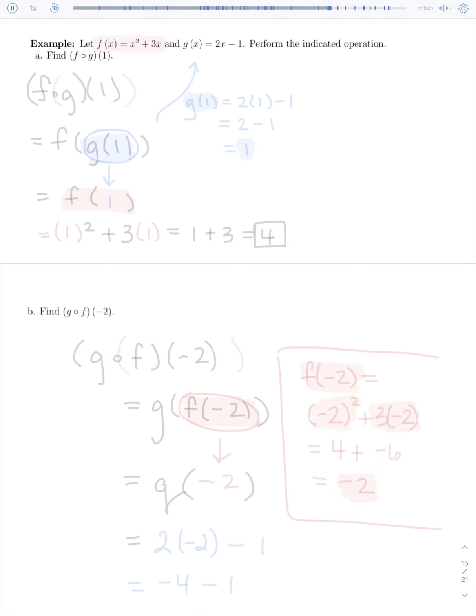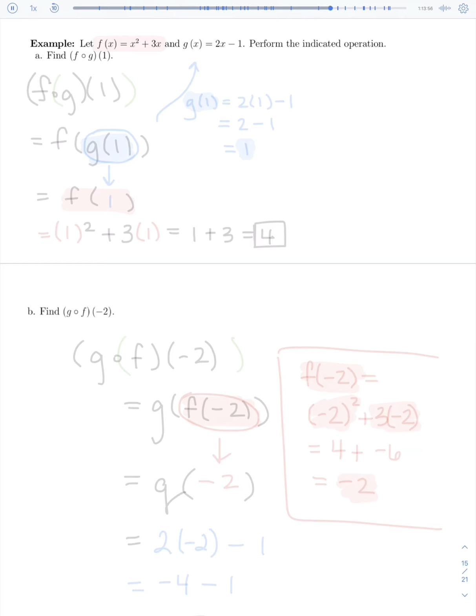Continuing along, we're going to look at composition of functions when we don't have x's in them anymore. We'll have a number that we're plugging in. And this will be nicer, actually, because we should be getting a number out if we do them correctly. So let's take a look.